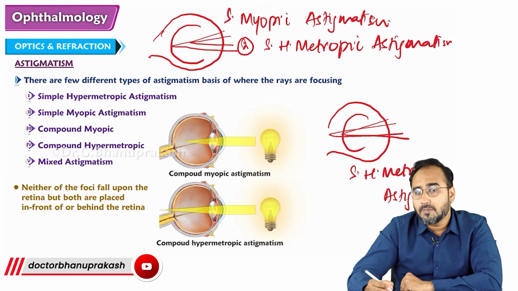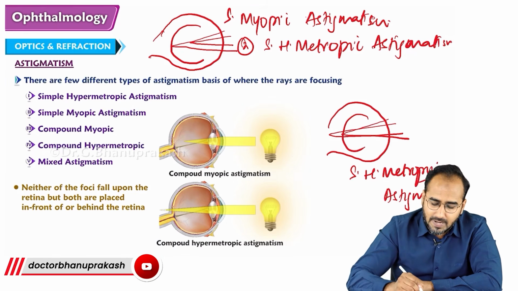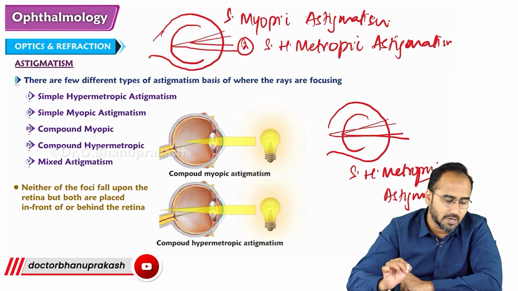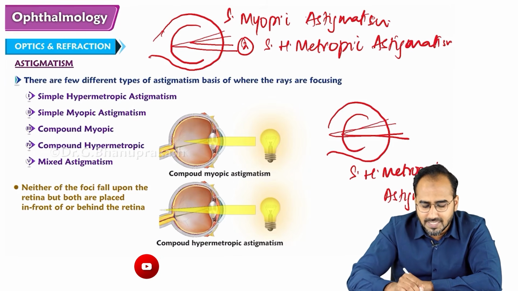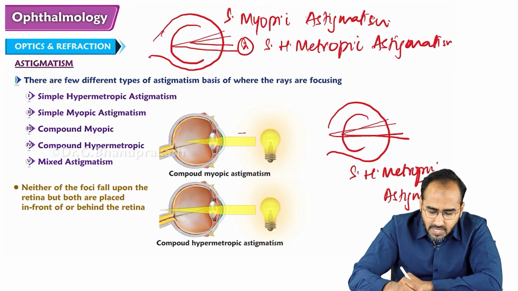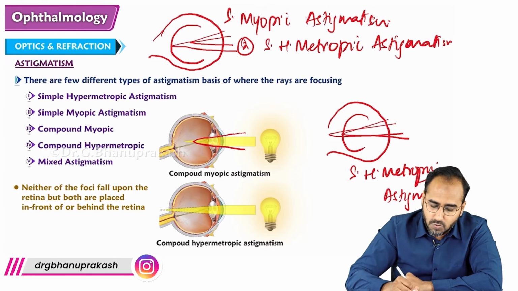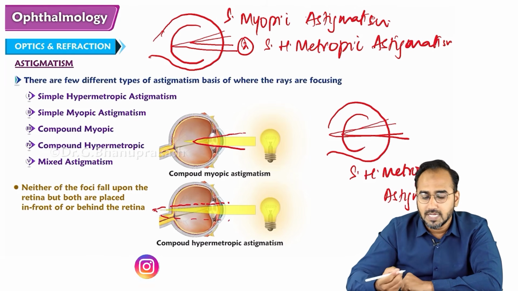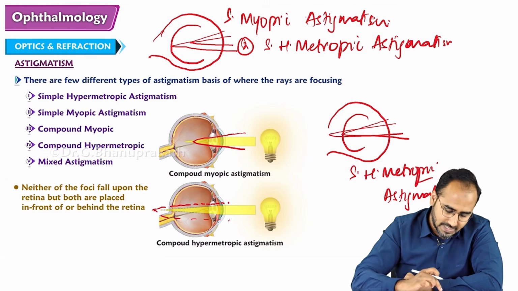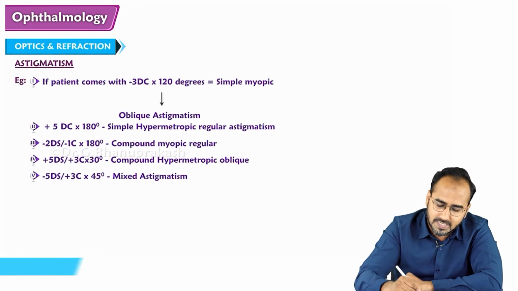Then there is compound hypermetropic or compound myopic. First of all, compound myopic is what? Just look over here, guys. Two different foci of light focusing before the retina. Both the light rays are focusing before the retina, compound myopic. Both the light rays focusing behind the retina, compound hypermetropic. Then there is mixed astigmatism. When do you call it mixed astigmatism?